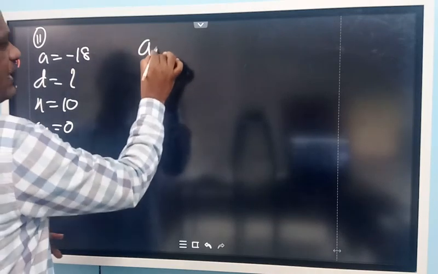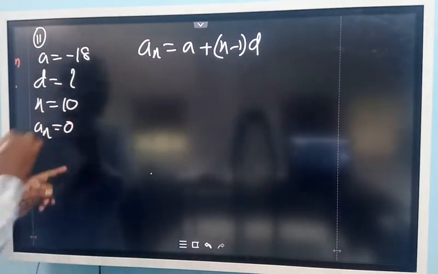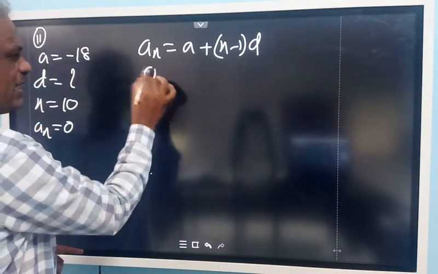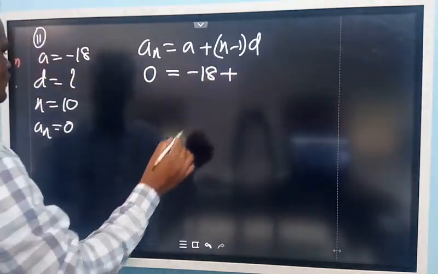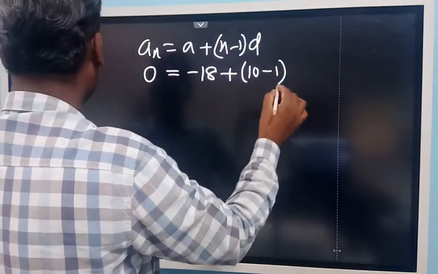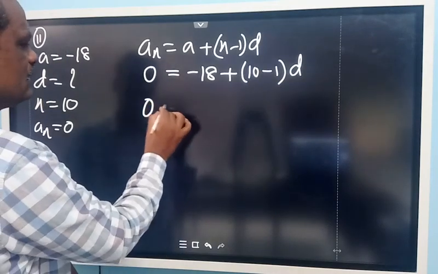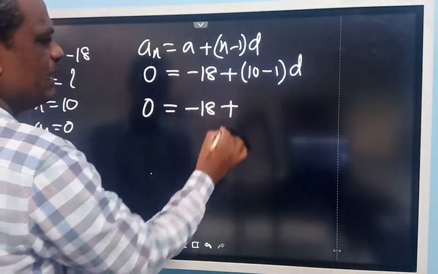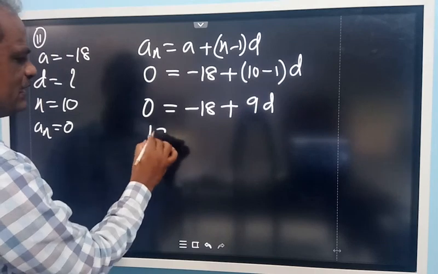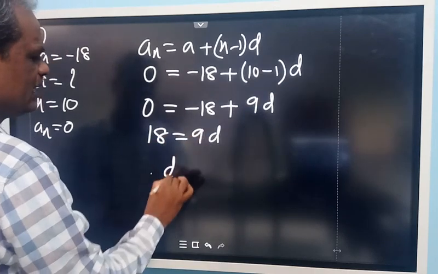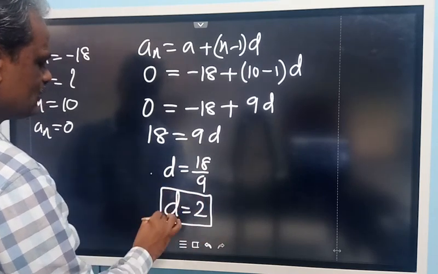So use the formula again. AN is equal to A plus N minus 1 into D. So here the last term is given, we write here AN as 0. It is equal to minus 18 plus N minus 1, it is 10 minus 1 into D. So we have to find out the D value, substitute as it is. So 0 is equal to minus 18 plus 10 minus 1, means 9, into D. Transfer minus 18 to the left side. 18 is equal to 9D. Or D is equal to 18 divided by 9. So D is equal to 2. The common difference is 2.